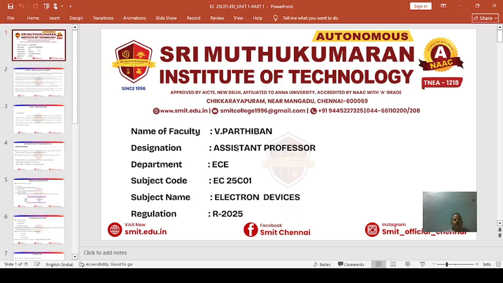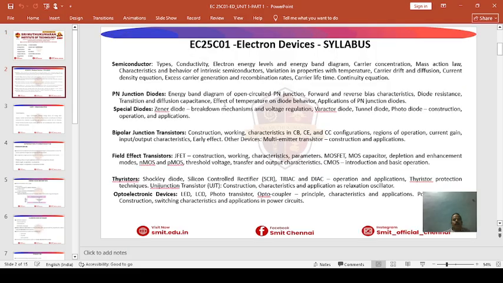I am Parthiban, working as assistant professor in the Department of ECE, Sri Muthukumar Institute of Technology, Mangadu, Chennai. Now I am going to talk about the subject called electron devices, which is coming under the category of R2025. The subject code is EC25C01, which is meant for the second year ECE students. The syllabus of this one goes in this way.